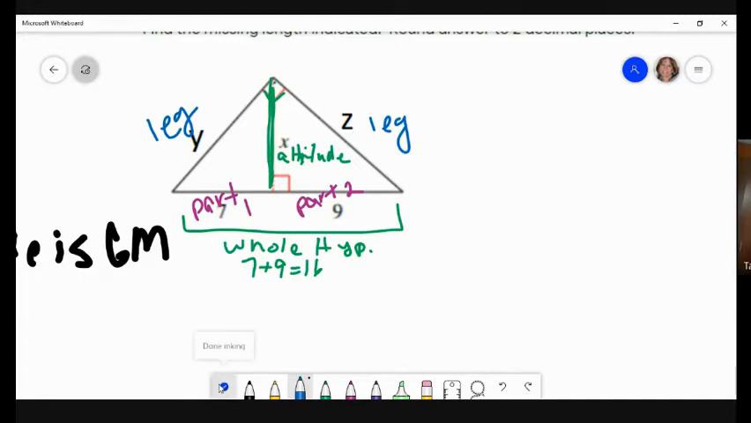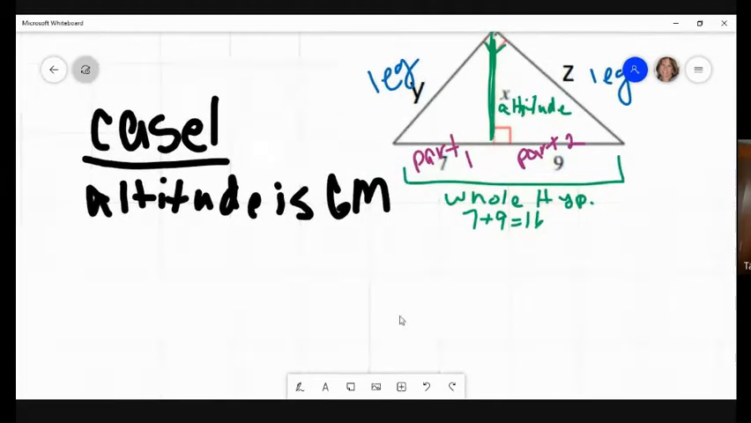All right, so once we have labeled everything, we have an idea of what we're dealing with. We again can go back to what our cases are. And we have 2 essential cases that we want to focus on. The first one is going to be the case with the altitude being our geometric mean. And so when I say that it's going to be my geometric mean, that tells me that it's going to be in a double position.